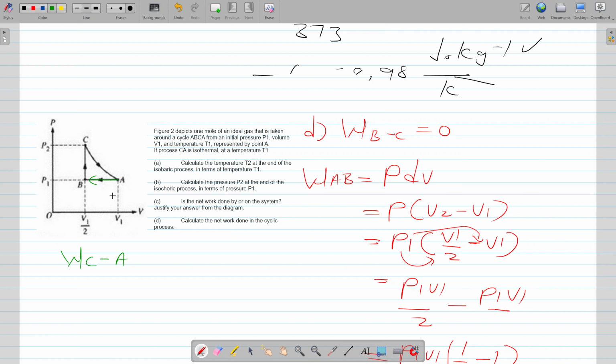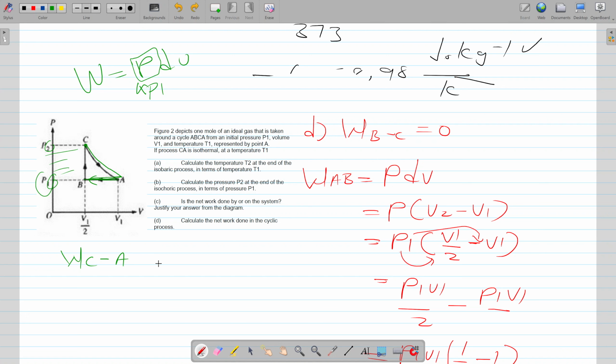Okay, one unique thing about WCA is we can't just say W equals P dV, because here our pressure is not constant, right? For this process here, we can just plug in our P1, because you can see that this process lies only on P1. But this one here goes from here to here, meaning there are multiple P's here. It goes from P to P1. We can't just plug in P1 here and be done with it, right?